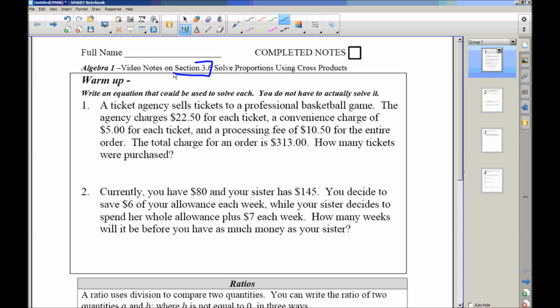Today we're covering section 3.6, solve proportions using cross products. You should have spent a lot of time last year and the year before with proportions, so most of this will be review, but we'll extend it a little bit before the lesson.